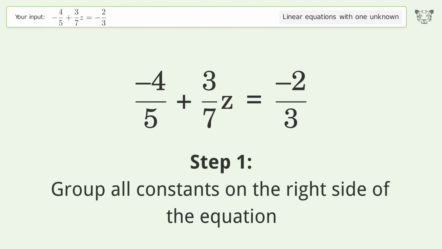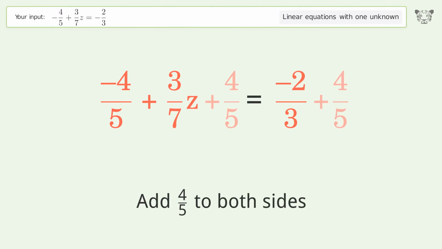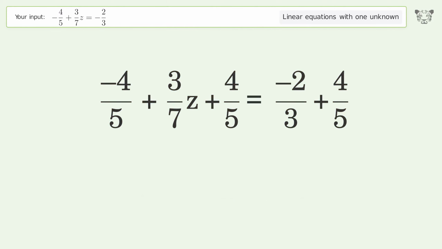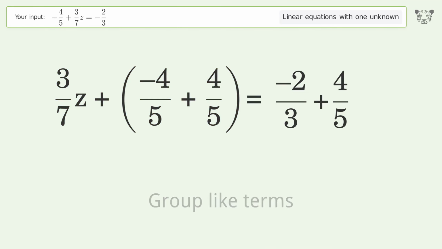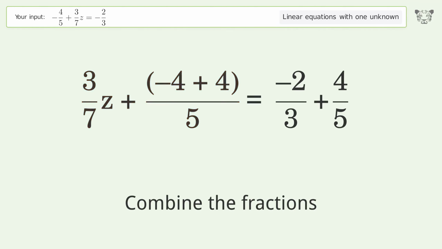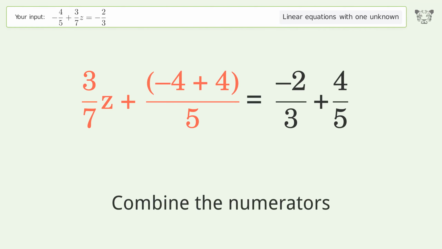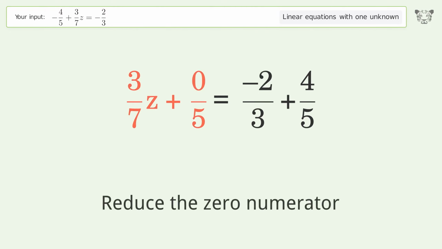Group all constants on the right side of the equation. Add 4/5 to both sides. Group like terms. Combine the fractions. Combine the numerators. Reduce the zero numerator.